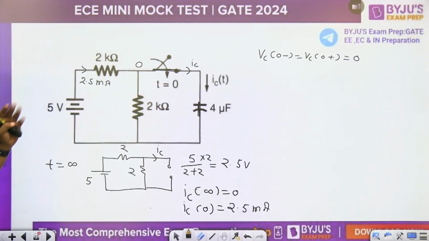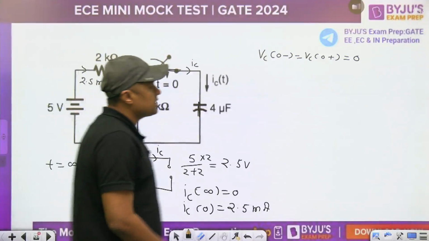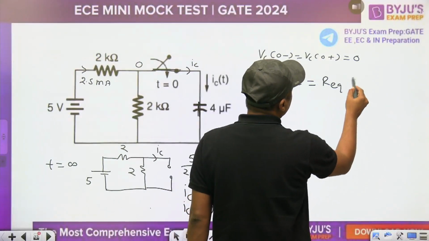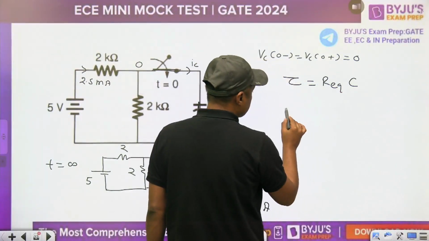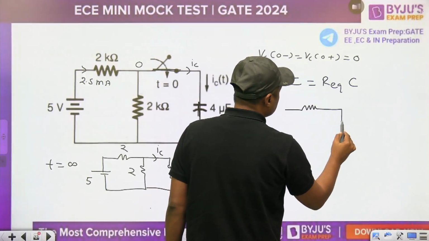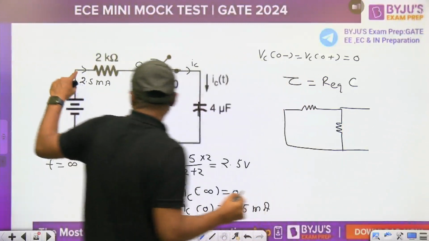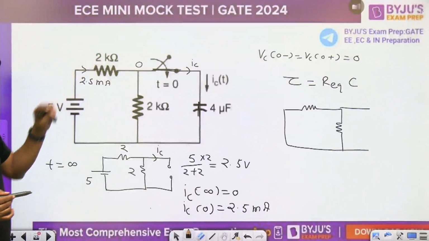Now what is the time constant? How can we find the time constant of the circuit? Time constant is RC, R equivalent into C. R equivalent means R Thevenin, Thevenin's resistance. So remove the capacitor and make the voltage source 0. Make this source 0. 2 kilo ohm in parallel.